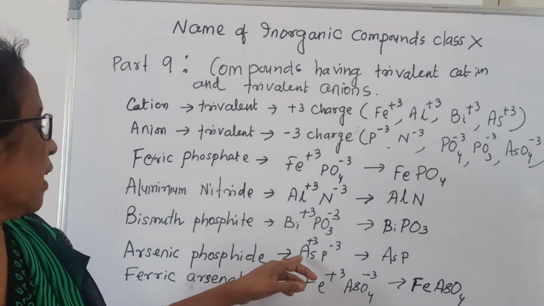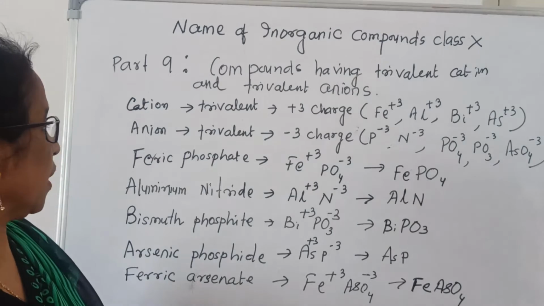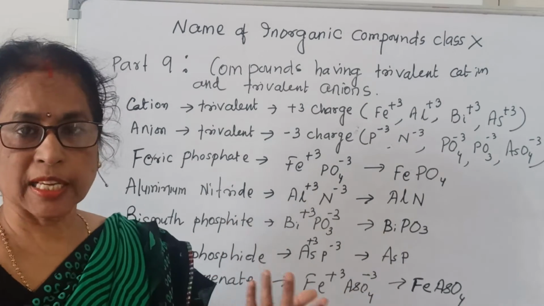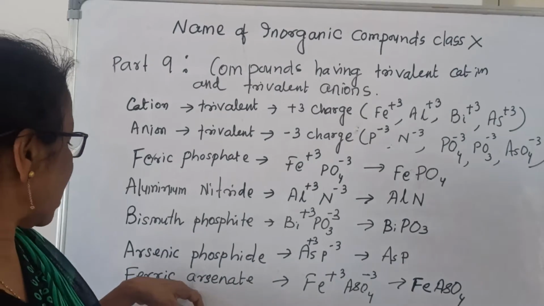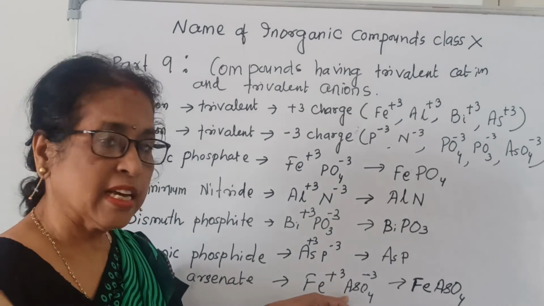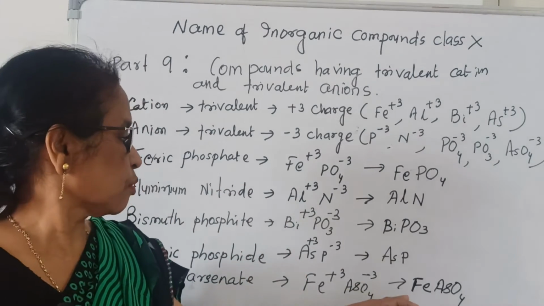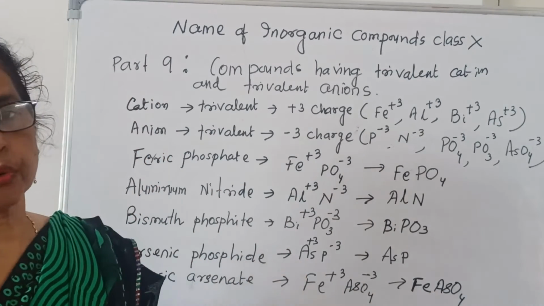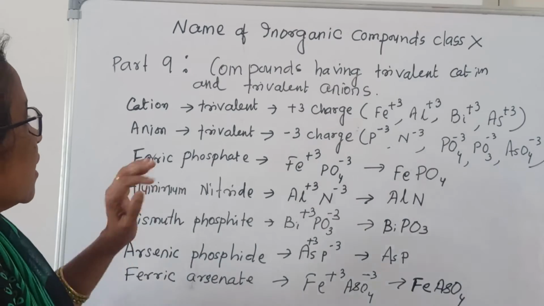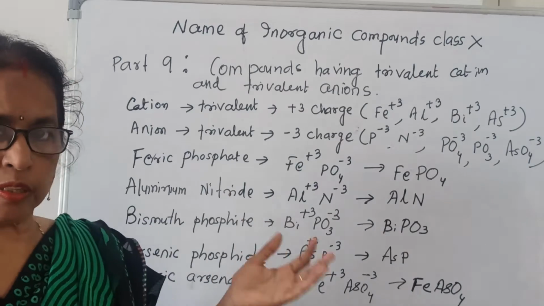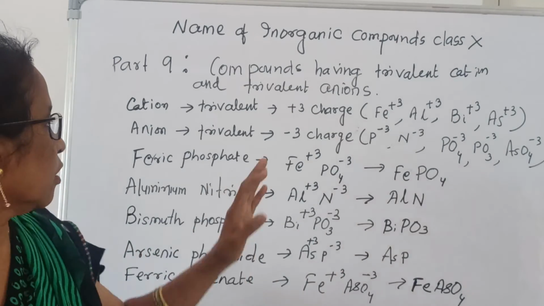Now arsenic phosphide. Here you can find As plus 3 and P minus 3. So it is AsP because they cancel each other. Ferric arsenate: Fe plus 3, AsO4 minus 3. So the 3s cancel. So FeAsO4. Again see, compounds having trivalent cation and trivalent anion, both are 3 charge but one is positive, the other is negative.